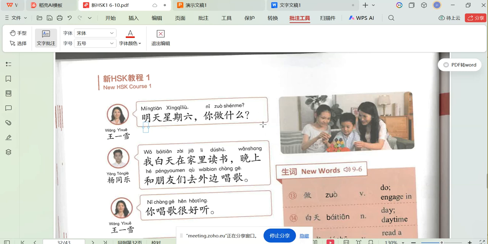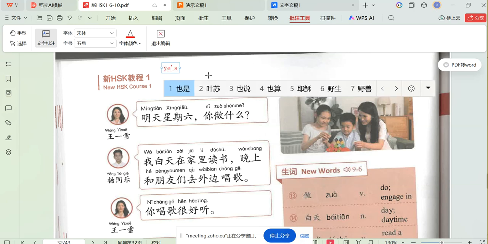So if I ask you to read the conversation, you should read the sentence. You don't have to wait for me to tell you first, because now we are reviewing. You're supposed to recognize those pinyin, those pronunciations, and read by yourself. Let's try. 明天星期六，你做什么？In case you forget, I will review again.